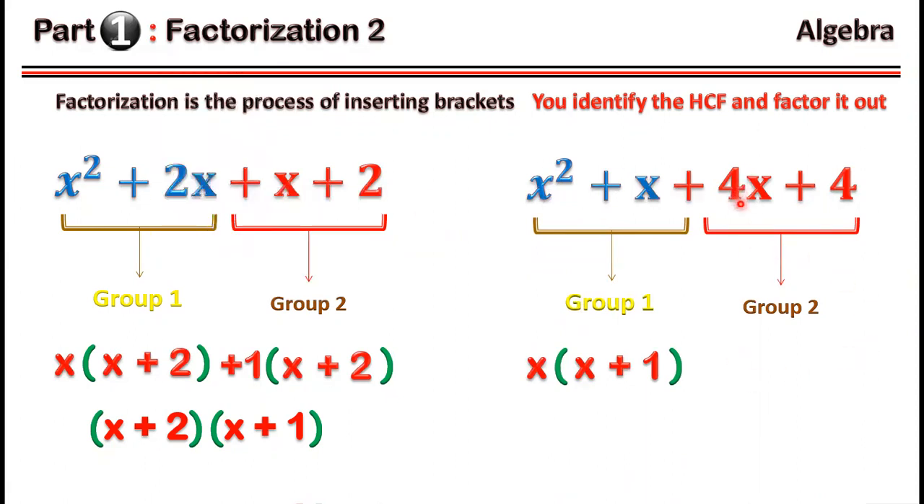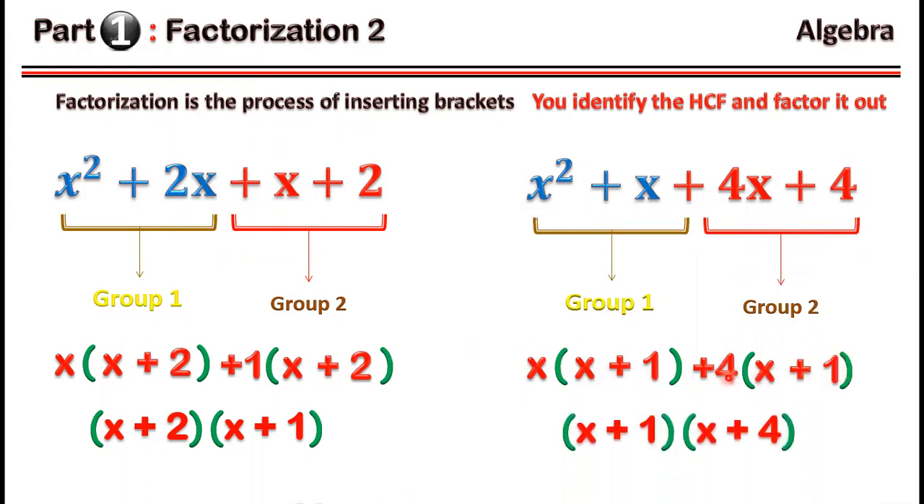With this other group, the highest common factor is plus 4. There must always be a sign before this number, okay? Plus 4, we open our brackets. Plus 4x divided by this plus 4 will give us x, and plus 4 divided by this plus 4 will give us plus 1. Now we have the same thing in the 2 brackets. So we just copy out one of these brackets, and we are left with x plus 4 in the other bracket. So the factorization is complete.